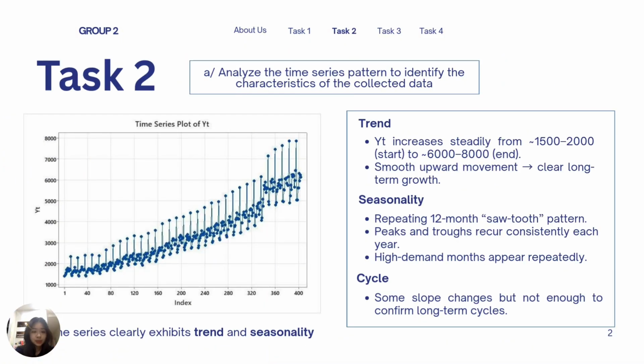So let's continue with task 2. First, we have to analyze the time series patterns. When you look at the graph, you can see that the series clearly exhibits trend and seasonality. About the trend, YT increased steadily from around 1,500 to 8,000 at the end, with a smooth upward movement. About the seasonality, it repeats every 12 months and has a sawtooth pattern. In contrast, we see some slope changes, but we don't have enough evidence to confirm a long-term cycle.